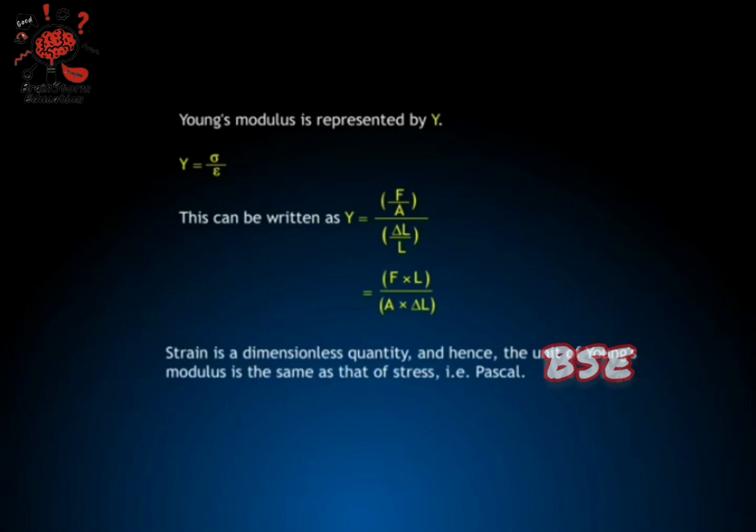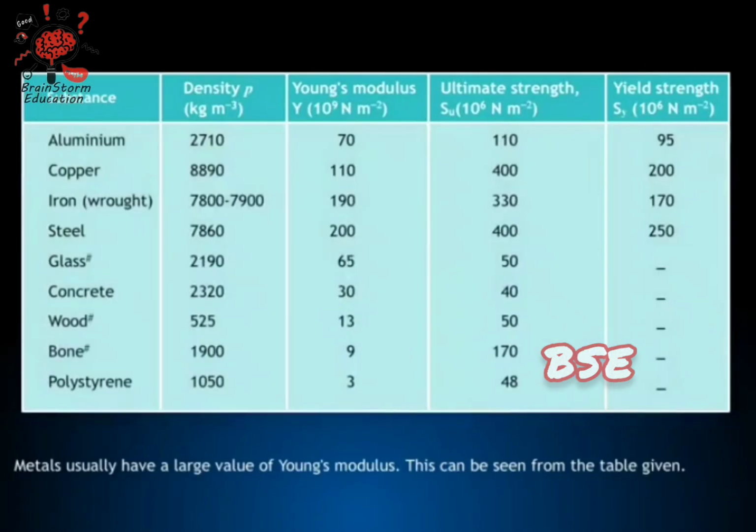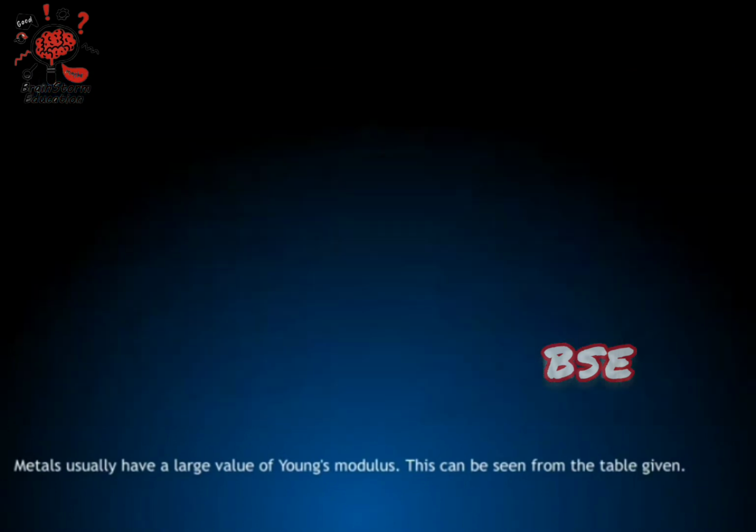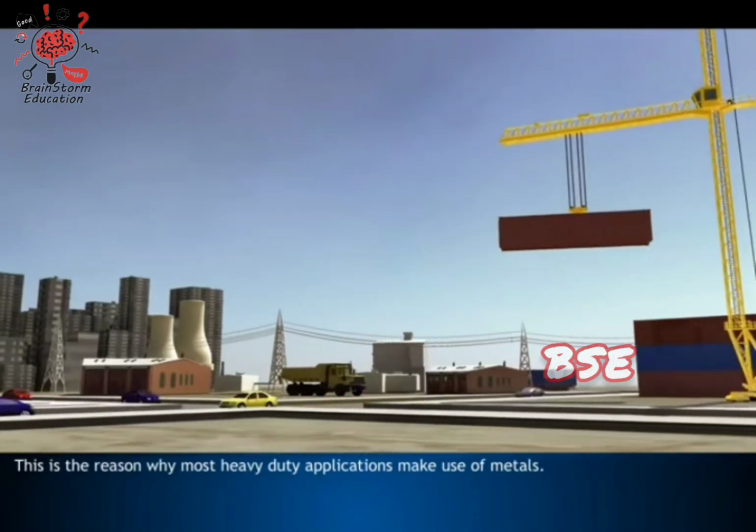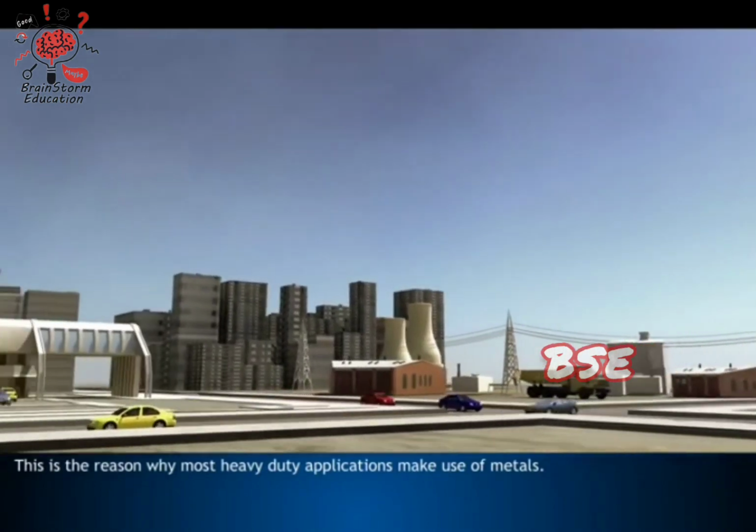Strain is a dimensionless quantity, and hence the unit of Young's modulus is the same as that of stress, that is, Pascal. Metals usually have a large value of Young's modulus. This can be seen from the table given. This is the reason why most heavy-duty applications make use of metals.